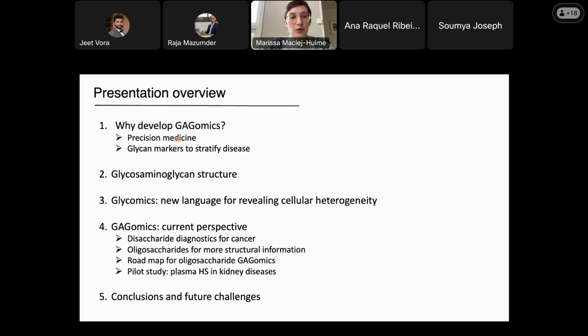And then a run through of where we're at with GAGomics, going through diagnostics of cancer towards oligosaccharides, and what I think is a roadmap for the future for oligosaccharide GAGomics. And this is coming through from a pilot study looking at plasma HS in kidney diseases. And then naturally I'll be concluding and looking at the future challenges. And this is what I really would like to have as discussion, is what people outside of the field and inside the field also think, so that we can collaborate and tackle these big challenges together.